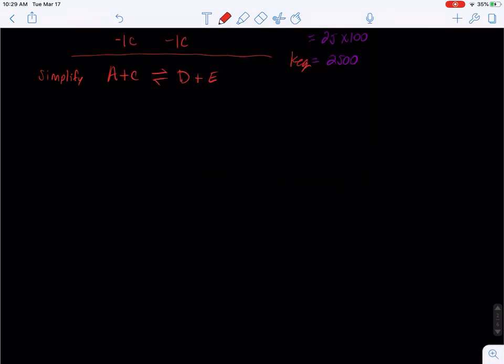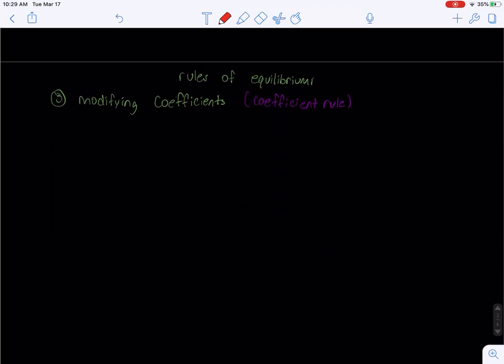And we'll look at a practice problem later. So let me go to the third rule, and this is the coefficient rule.